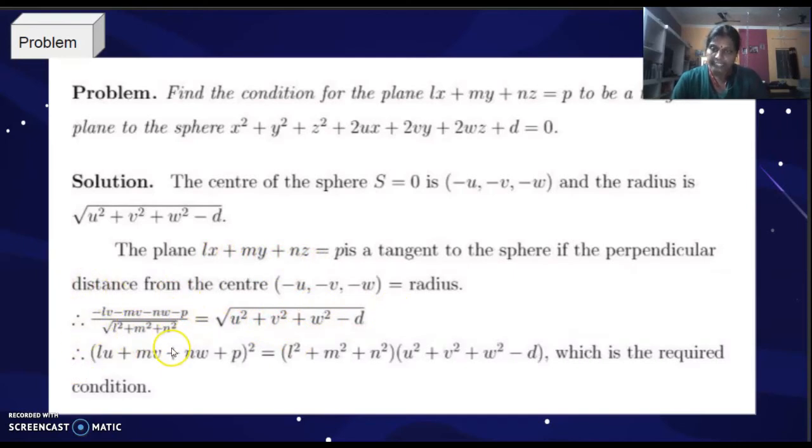Here we can square it, that is (lu + mv + nw + p) the whole square. We can take the minus outside and square it. And here, the square root of l square plus m square plus n square, we can square this and we get l square plus m square plus n square times (u square plus v square plus w square minus d), which is the required condition. Just apply the condition for tangency and we get this condition: (lu + mv + nw + p) the whole square equal to this, which is the required condition.